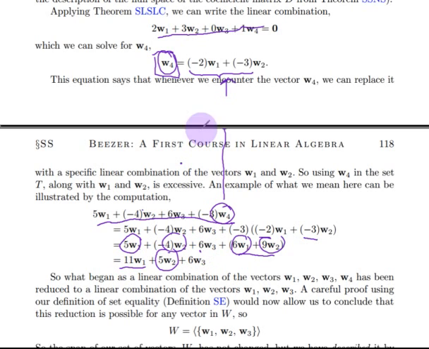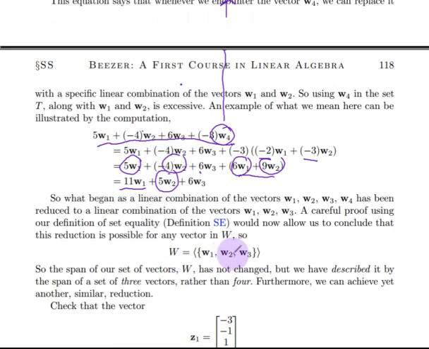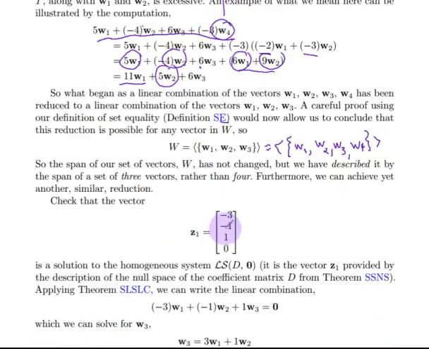Okay? In other words, the span of all these vectors is in fact equal to the span of these 3. So I could write this span of these 3 vectors is actually equal to the span of the 4 vectors. I lose nothing by removing W4 from my set of basic vectors. Okay?